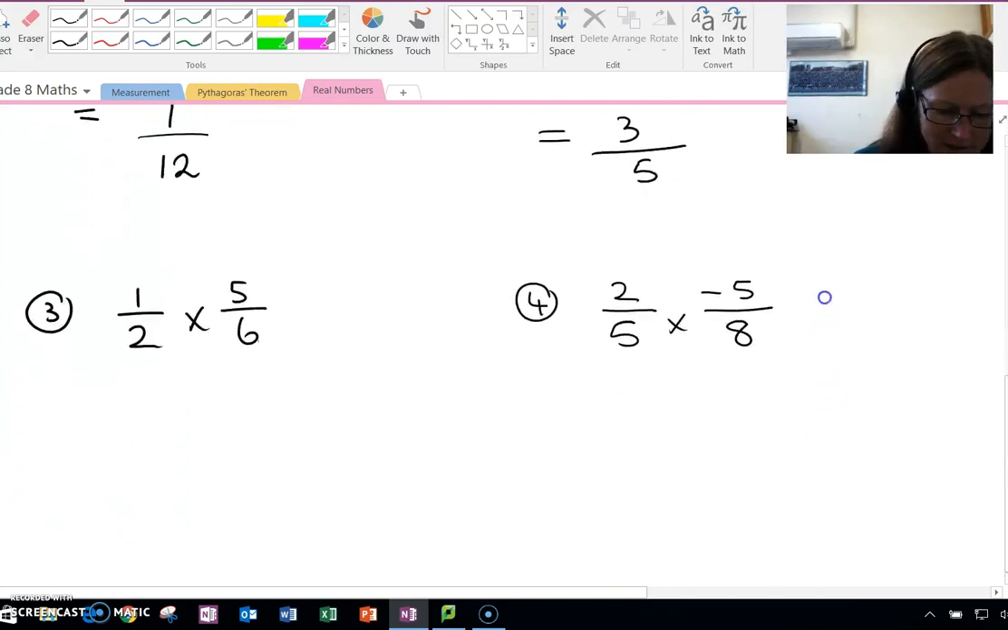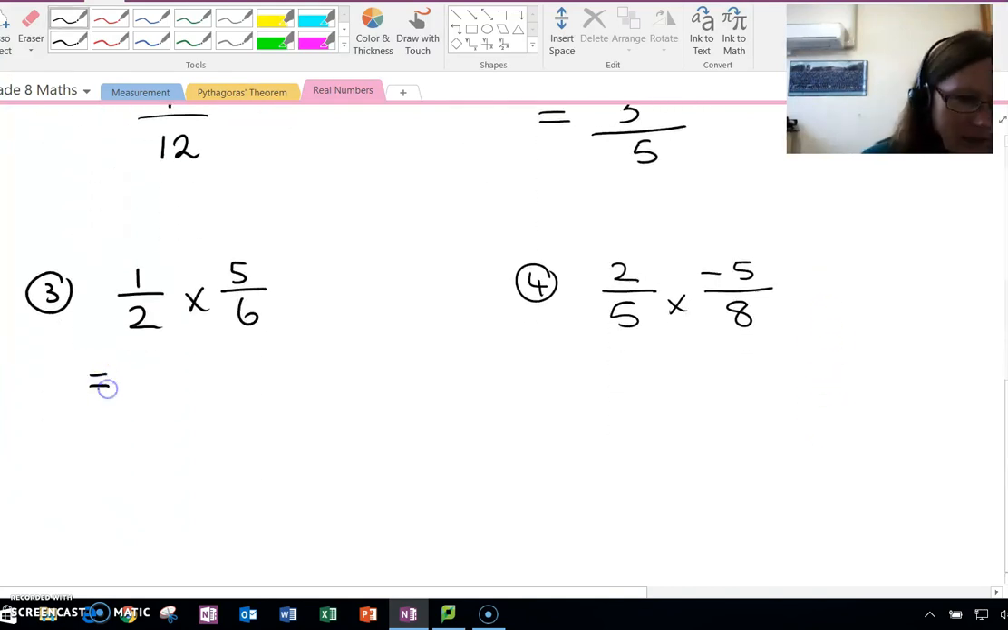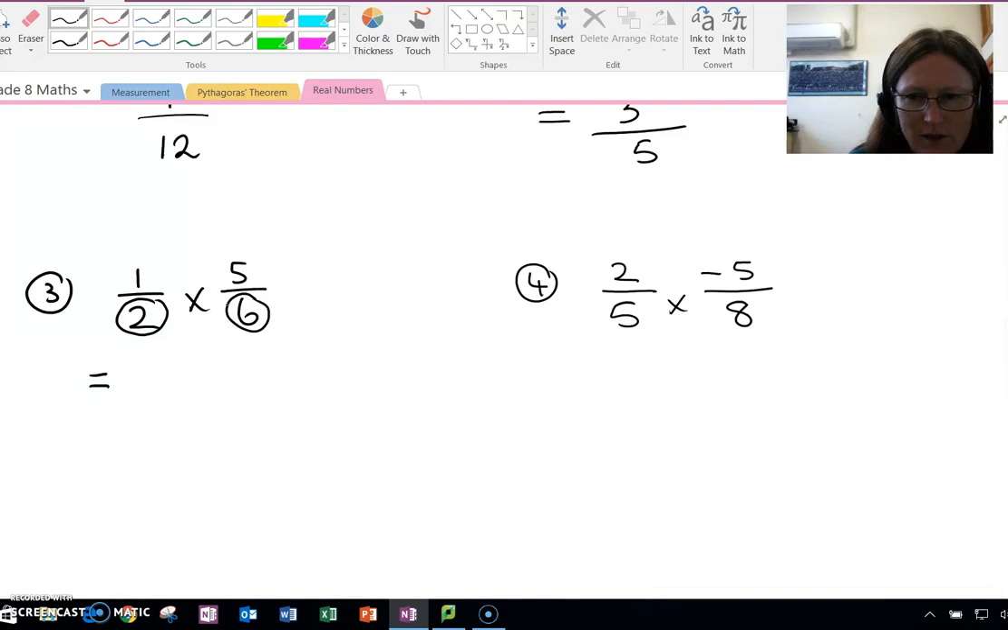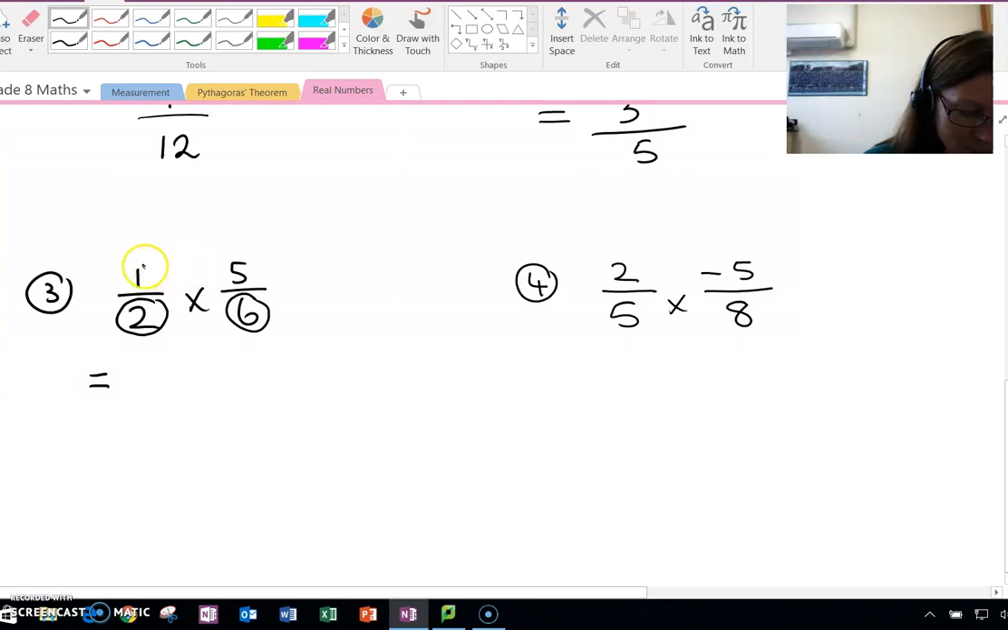Okay, another example. We need to see if we can cancel anything on the top, any numerator with any denominator. This one I guess I wrote to try and trick you. Do not think that you can cancel the 2 and the 6 and say that 2 goes into both of those, because they are both denominators. We need to cancel a numerator with a denominator. So we can't cancel 2 numbers on the bottom. So there is actually nothing there that cancels. So we just say 1 times 5 for our numerators is 5, and on the bottom 2 times 6 is 12.